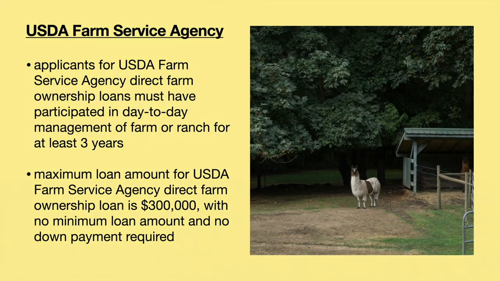Applicants for USDA Farm Service Agency direct farm ownership loans must have participated in the day-to-day management of a farm or ranch for at least 3 years. The maximum loan amount for a USDA Farm Service Agency direct farm ownership loan is $300,000 with no minimum loan amount and no down payment required.